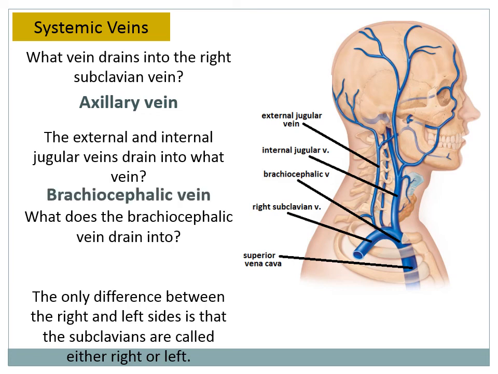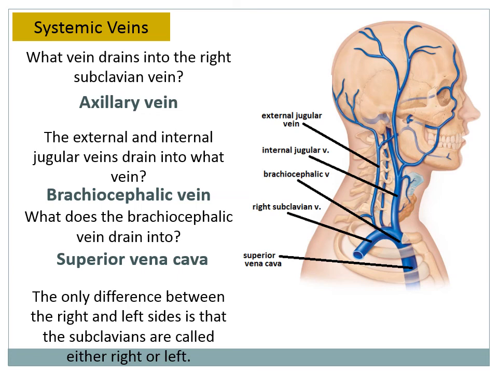Now, these should look familiar. The brachiocephalic should look familiar. Your internal and external jugular veins run very close to your internal and external common carotids. Okay, so that's kind of what they correspond with. What does the brachiocephalic vein drain into? It drains into the superior vena cava. So we have the right subclavian, we have the brachiocephalic, your external and internal jugular veins.